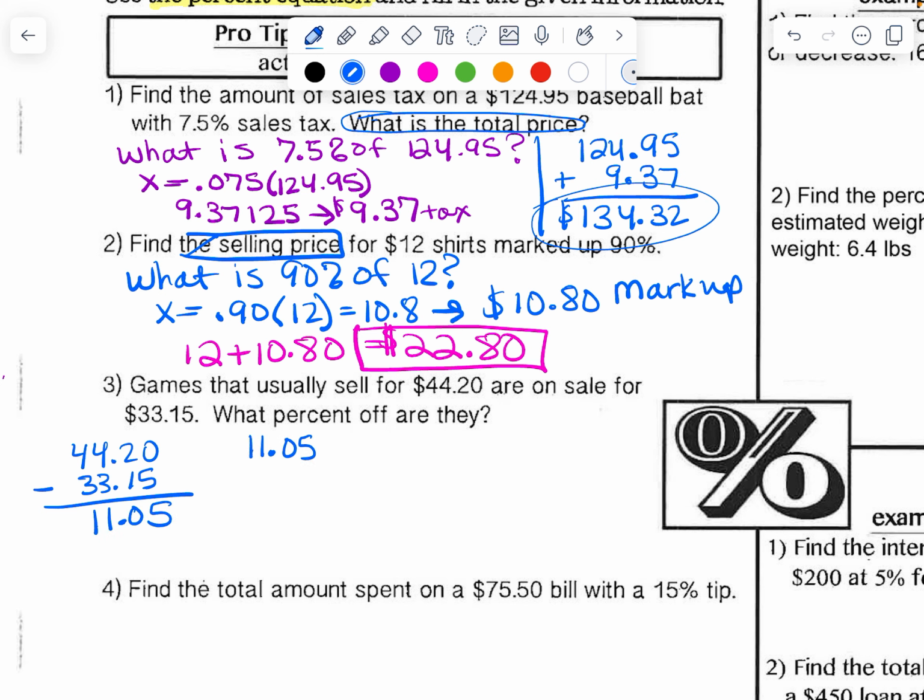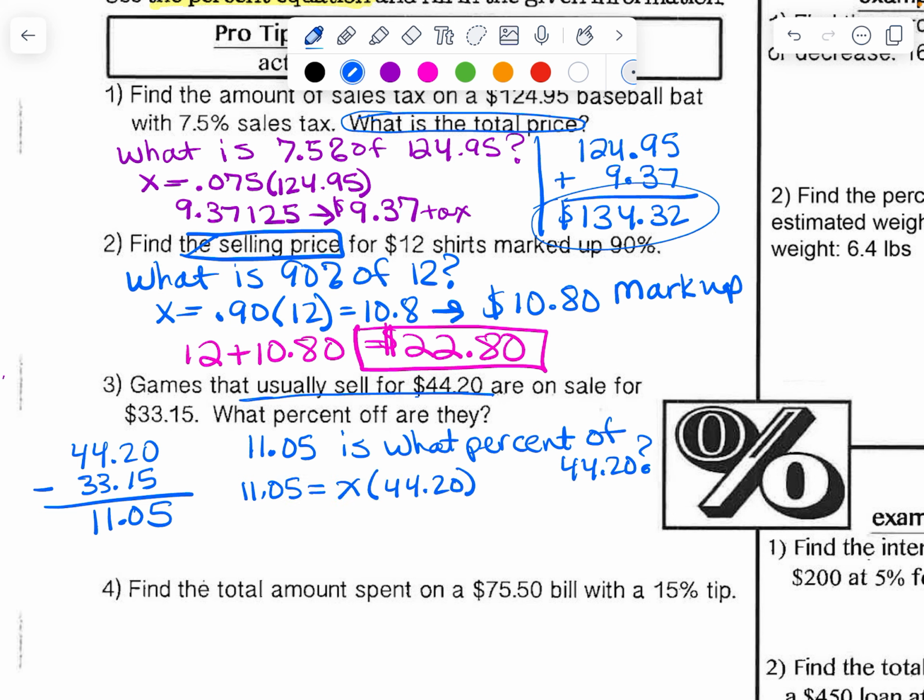So I'm going to put this into my equation. That $11.05 is what percent of $44.20, and of means multiply. You know that I like to write it with a coefficient on x. So I'm going to write it like this, but the other way isn't wrong. So I'm going to ask myself what's happening to the variable. It's being multiplied by 44.20, so I'm going to divide both sides by 44.20. And let's see what it is. 11.05 divided by $44.20 is this.